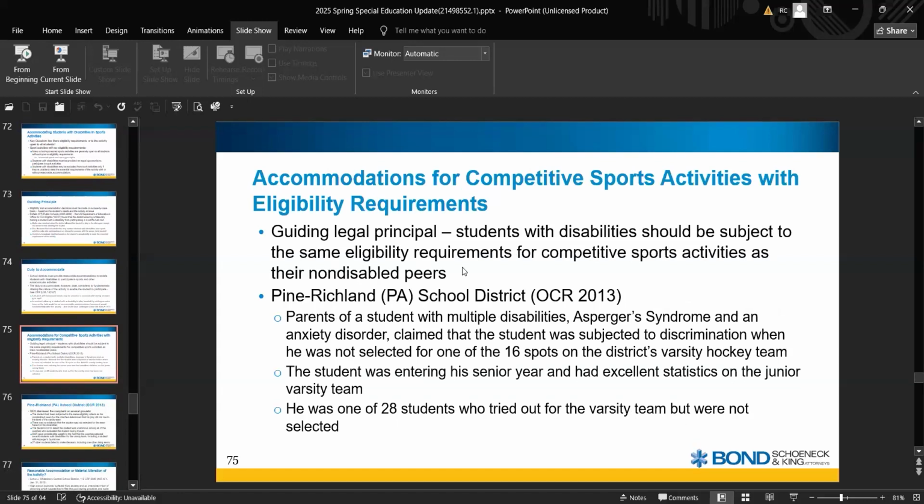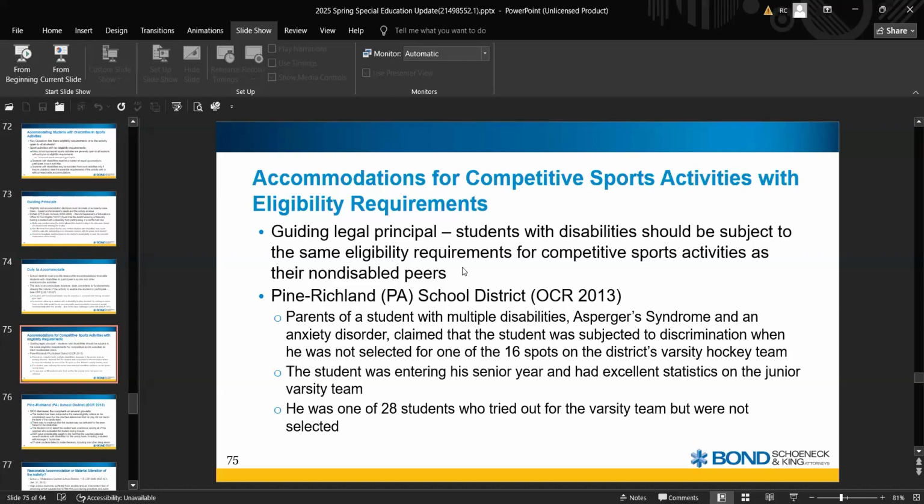Okay, so let's talk about competitive sports. Different story. I think this is an issue where most schools are completely ignoring, just keeping it real. Because a student with a disability has the right to try out for the team.